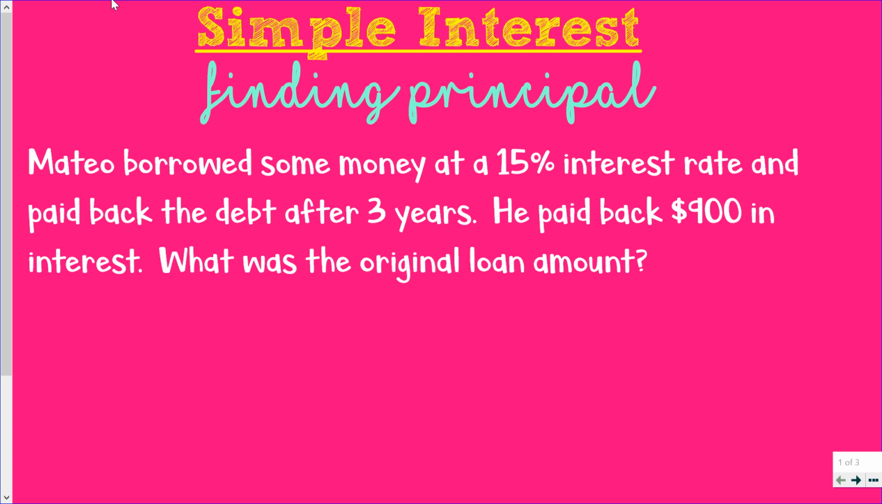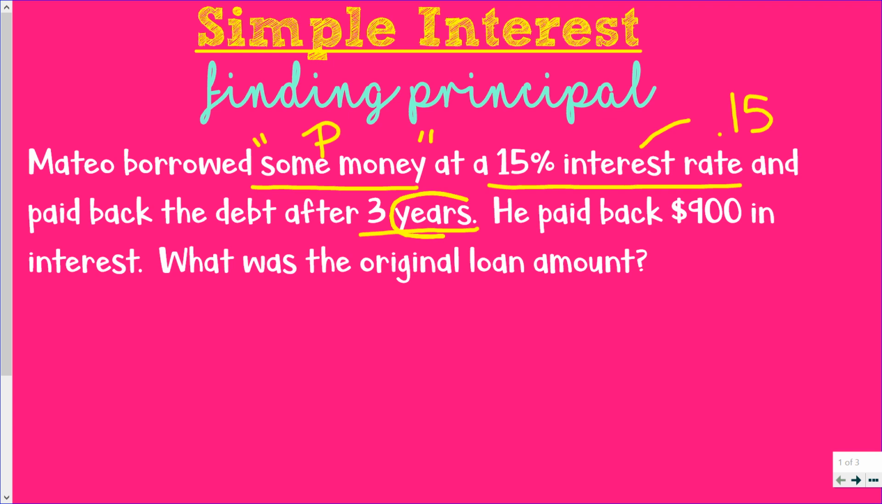All right, so let's highlight all the stuff that we find that is important. So he borrowed some money. So we don't know what that is right now. So remember, some money or the original amount is the P at 15% interest. Remember, 15% as a decimal is 0.15 and paid back the debt after 3 years. So since it is in years, we do not have to do any conversions. He paid $900 in interest, so we have our I. I forgot over here, that's our rate in percent, so that's R. And we have to find the original amount, so we are searching for P.